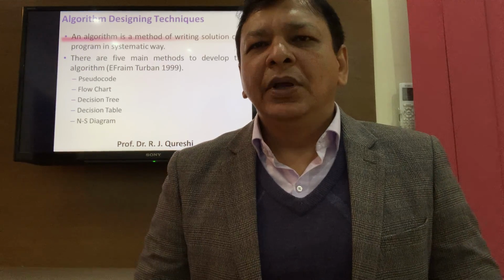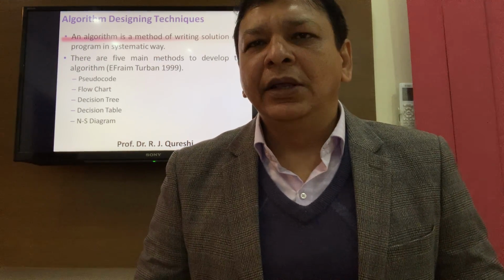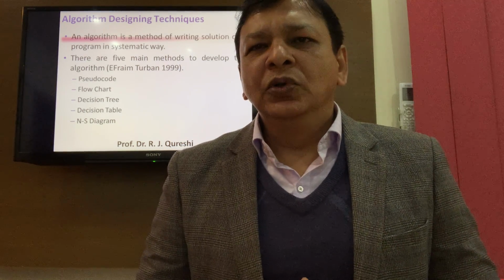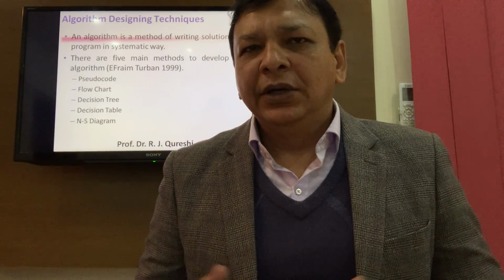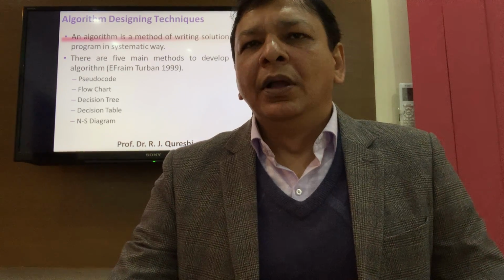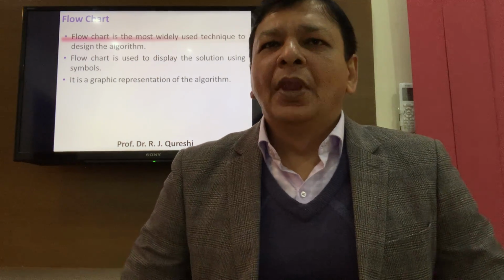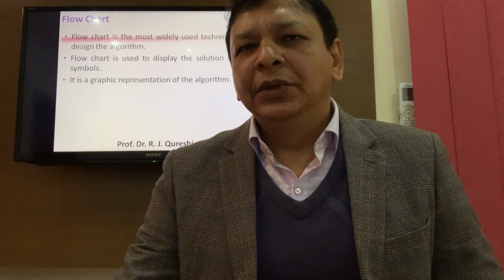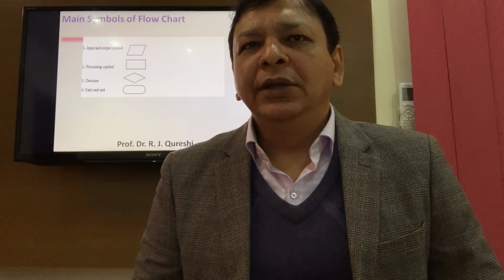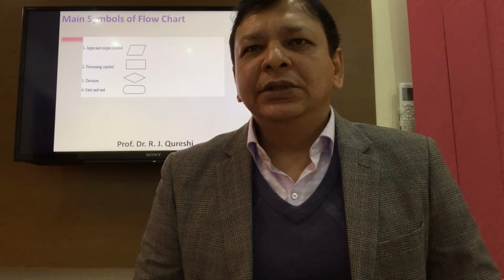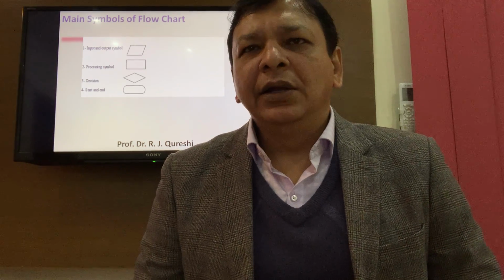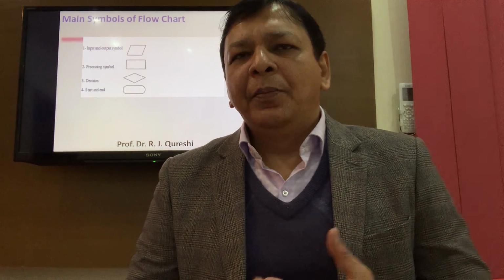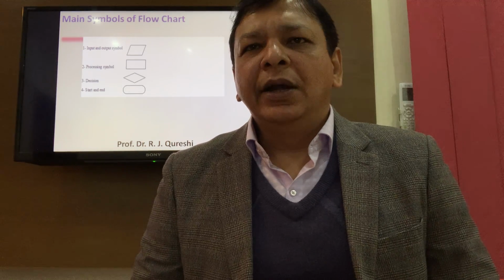And NS diagram is the Nassi-Shneiderman technique, and it's not widely practiced. So flowchart is the most widely used technique, which is the graphical technique to show the algorithm. So I'm only discussing the flowchart. In flowchart, we have specific symbols. For example, for input and output screens, we have this symbol. For processing, we have a rectangle, and then we have decision, then we have a parameter or condition, start and end.